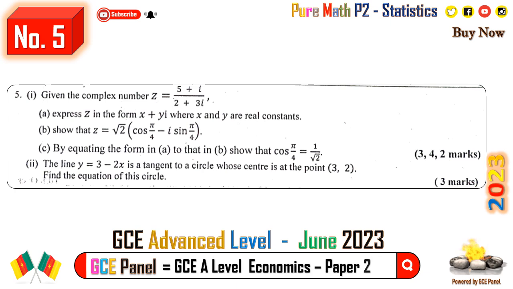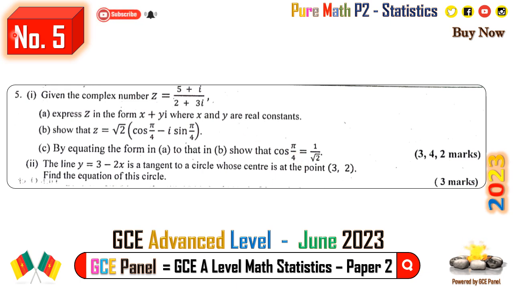Question 5. Given the complex number z equals 5 plus i on 2 plus 3i. A. Express z in the form x plus yi, where x and y are real constants. B. Show that z is equal to root 2 cos pi on 4 minus i sin pi on 4. C. By equating the form in A to that in B, show that cos pi on 4 equals 1 on root 2.